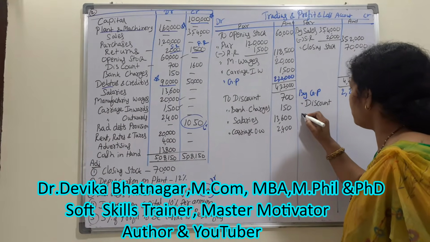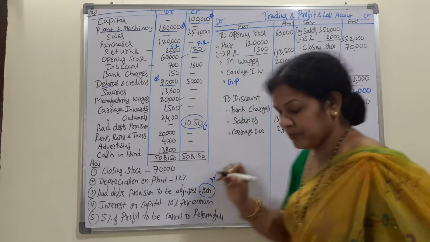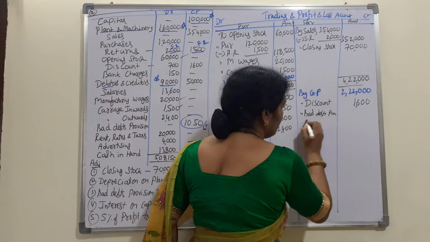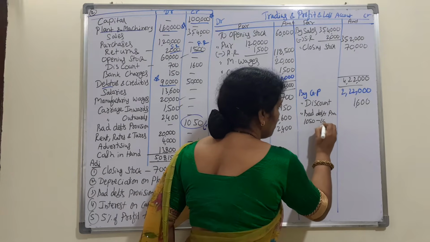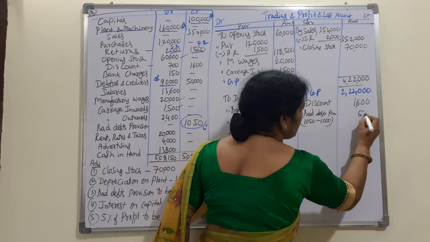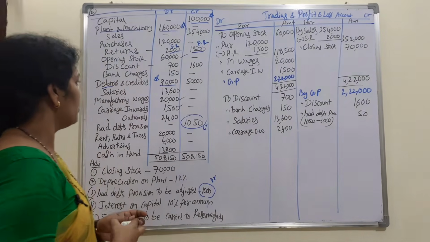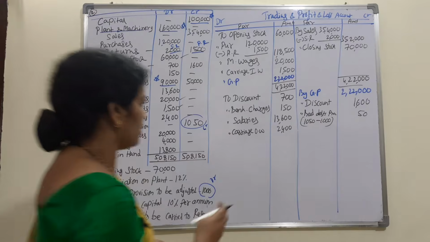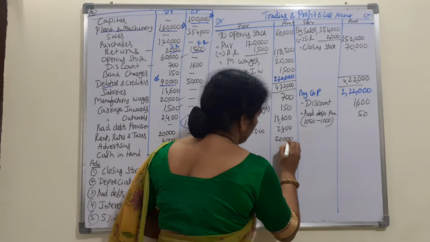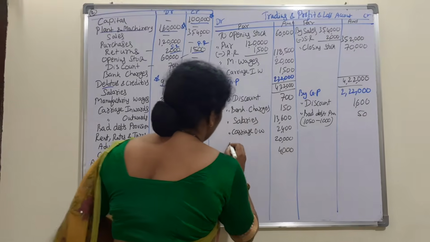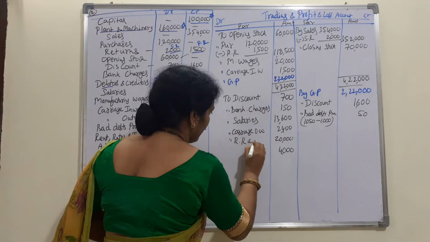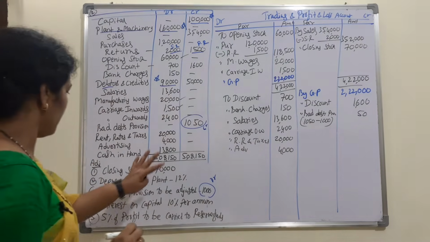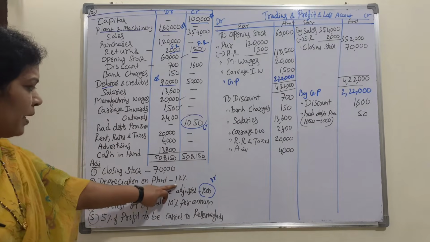So what do we say? Bad debts provision will say 1,050 minus 1,000. It is 50 rupees. Okay, bad debts is over. Rent, rates and taxes 20,000. Advertising 4,000. And coming to the adjustments, depreciation on plant 12%.